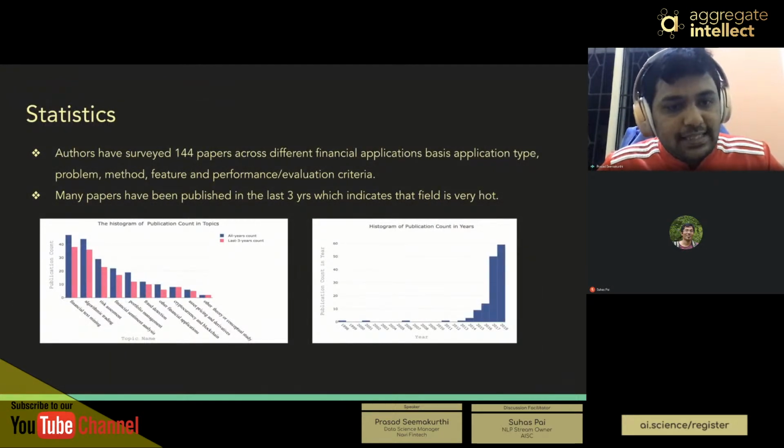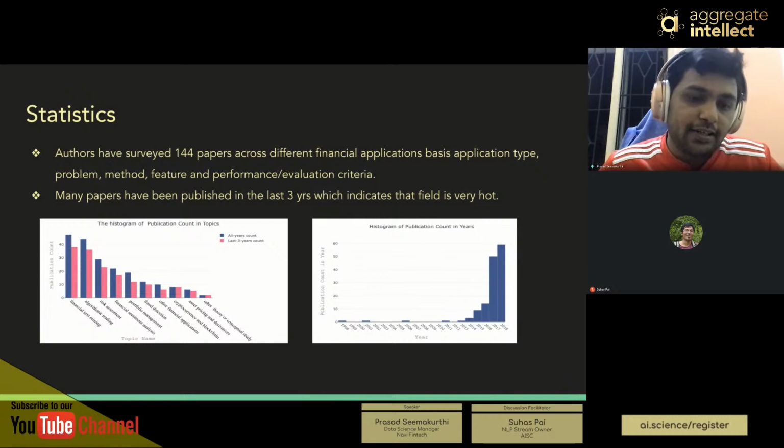Some of the statistics: these are the papers that the authors have surveyed. In total, 144 papers across different financial applications have been reviewed. Some of the journals include IEEE, KDD, and various other venues, along with use cases from the real world industry. It's interesting to see that most of the papers have been published in the last 3 years. If you look at the ratio of the papers that have been published in the last decade compared to the last 3 years, the ratio is pretty close to one.